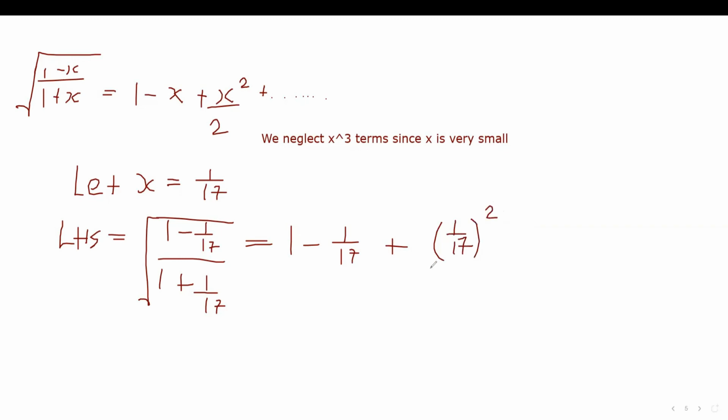Now, Marika, we're not going to use the calculator. We're testing our brain capacity. Let us do so now. 1 is 17 over 17. 17 minus 1 is 16. So this is just 16 over 17. And this is being divided by 1 plus 1 over 17, which is 18 over 17. Right? Cool with this? Yes, sir.